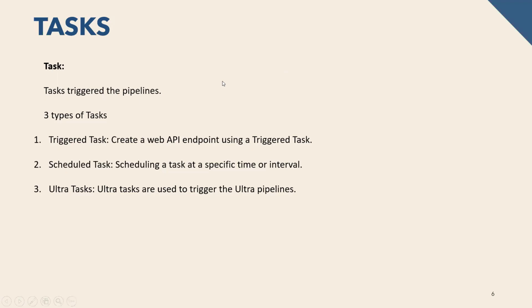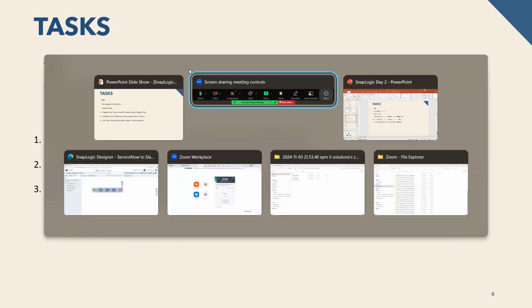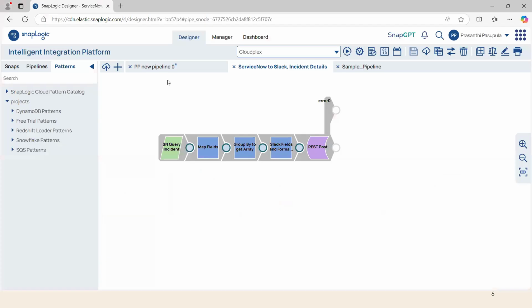Okay, the next one is a task. What is a task? Let's say you have built your pipeline, and we'll go back to this platform here. You have tested this pipeline and executed it, and it is working fine. Once you deploy this pipeline, it has to execute automatically without any manual intervention.